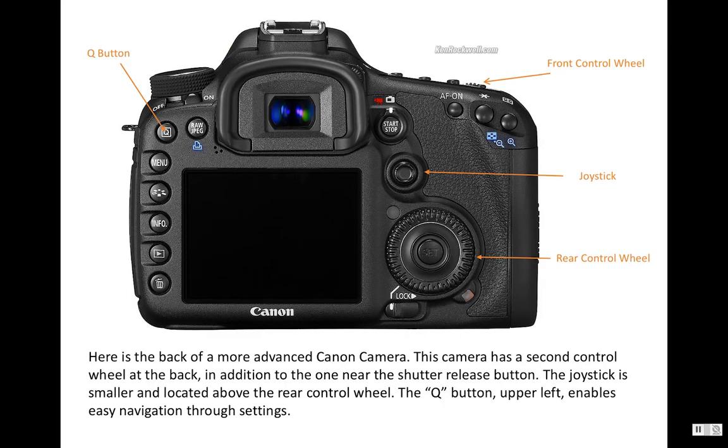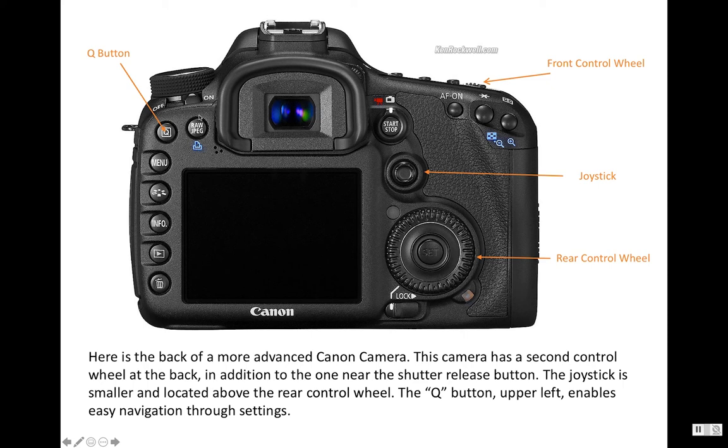If we look at the back of a more advanced Canon camera, this would be like a 5D Mark II or III, something like that, more pro-level camera, we see a few more things. On the back of this camera, there is a second control wheel. In addition to the front control wheel that we typically find on an entry-level Canon, we also have a back control wheel. Why? Well, the front one will control one control, aperture, the back one will control the other control, shutter speed, perhaps. And then we also have the joystick here. It's much smaller, it's up a little bit above. The set button is still in the middle of now what is the control wheel.